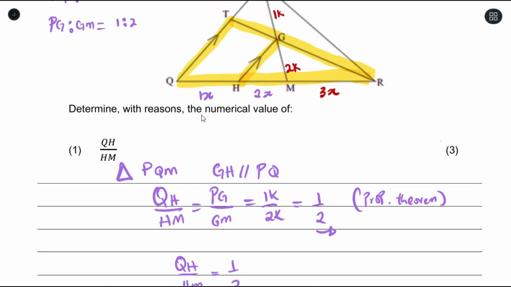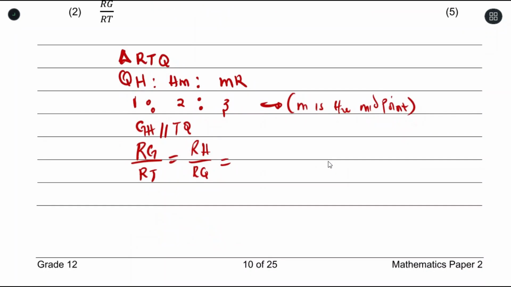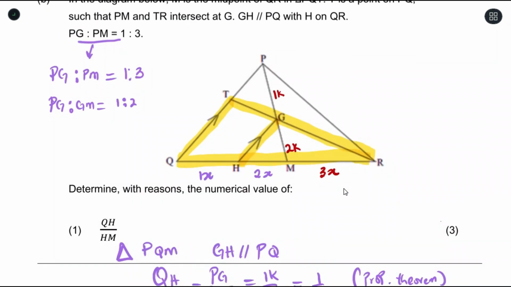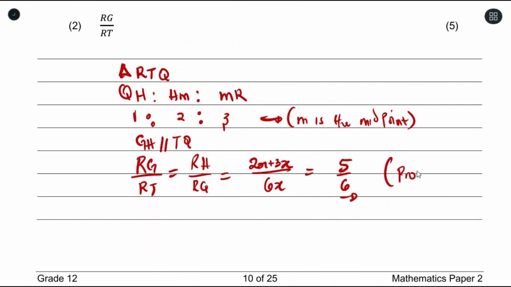Now for RH, I'm looking at the entire distance from here, which is just 5. So we can say this here would be 2x plus 3x over 6x. And as you know, that will just be 5 over 6. So RG over RT will just be 5 over 6. And this is exactly how they needed you to answer this particular question. This, we actually use the proportionality theorem. And that's it.